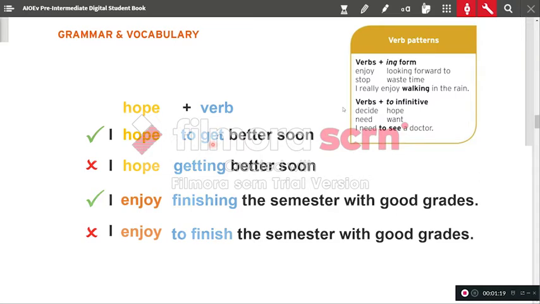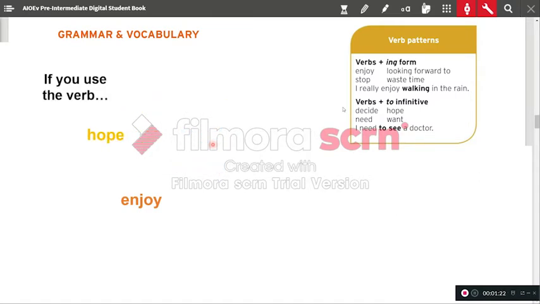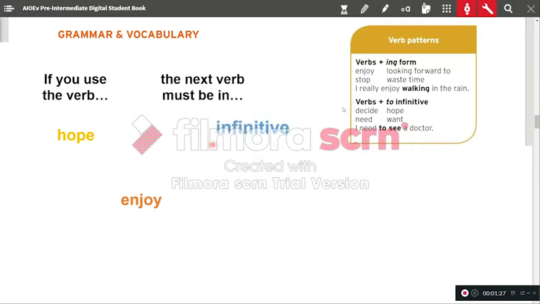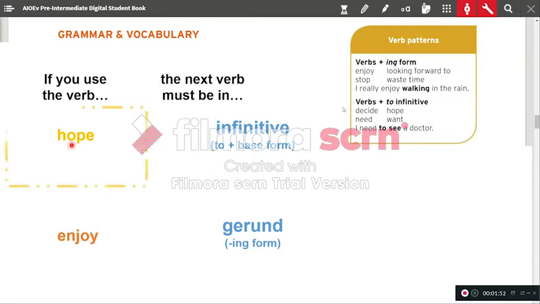All right? Now, let's take a look. If you use the verb hope, the next verb must be in infinitive. What is infinitive? Remember, when you have the word to and then the verb in base form. To do, to be, to say. But when you use the verb enjoy, the next verb must be in gerund. That is the same as the ing form. All right? And these are not the only verbs. You can also use the verb decide, need, or want. With all of these verbs, the next verbs are gonna be in infinitive.